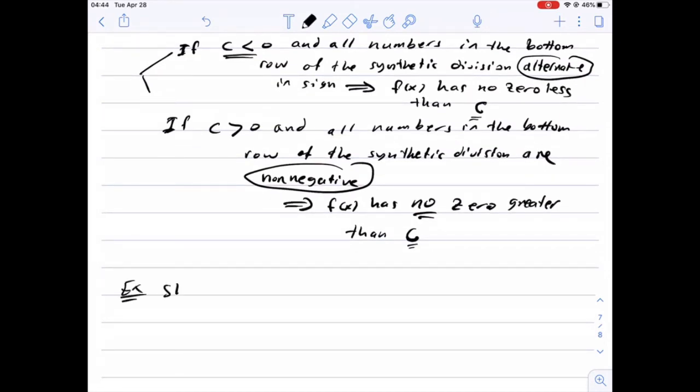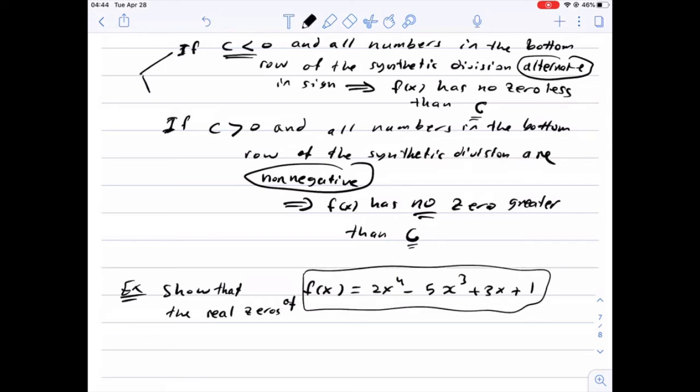Let's take an example. We want to show that the real zeros of the function f of x equals 2x to the fourth minus 5x cubed plus 3x plus 1 have no real zero greater than 3. So 3 here is c.